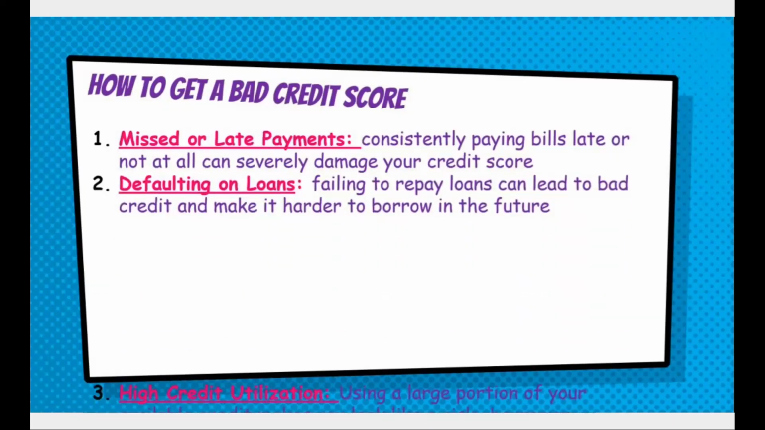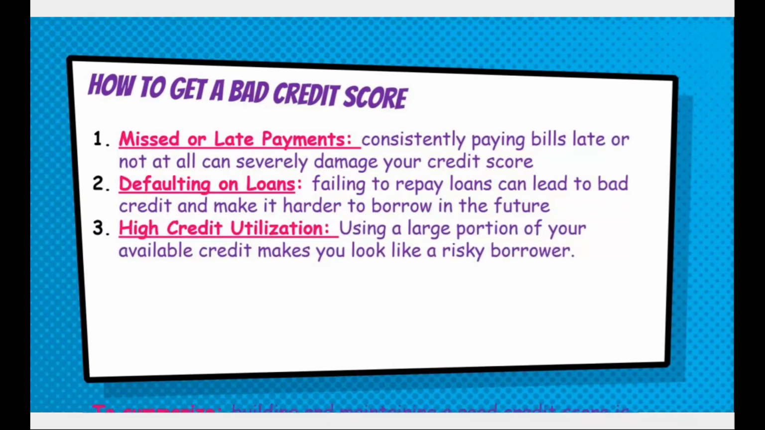Defaulting on loans, so not repaying a loan, can lead to bad credit or make it harder to borrow a loan in the future. So it's understanding these things when you're young that's going to impact your future, right? Because if you don't take it seriously when you're 22, 23, 24, you make these decisions and then you meet somebody and you want to buy a house because you're starting a family and you have a kid along the way and you're trying to buy a house.